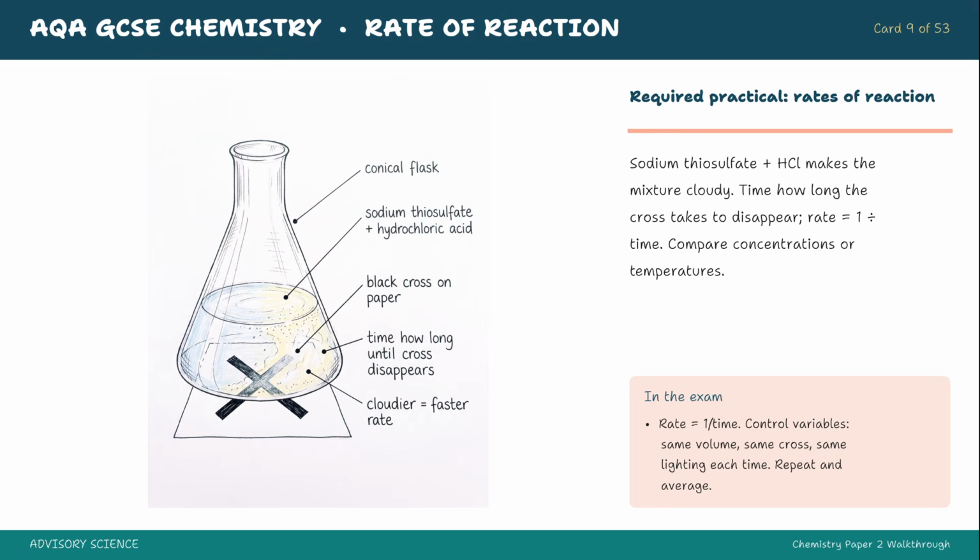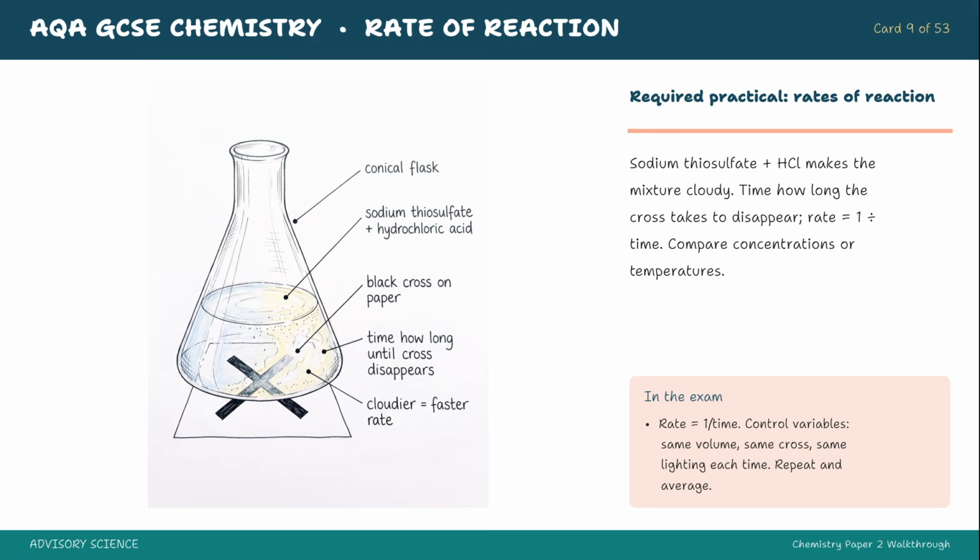Required practical, rates of reaction. The classic rates required practical involves reacting sodium thiosulfate with hydrochloric acid. As these two clear solutions react, they produce a fine yellow precipitate of sulfur, which gradually turns the solution cloudy.